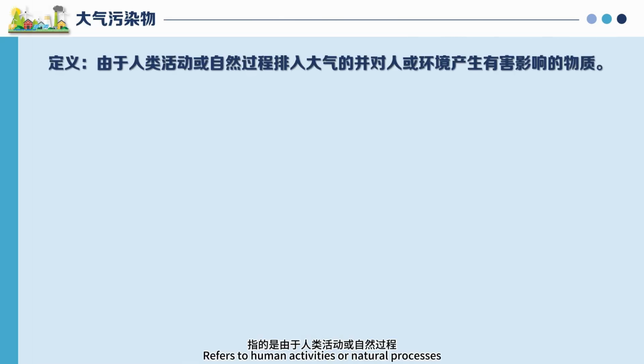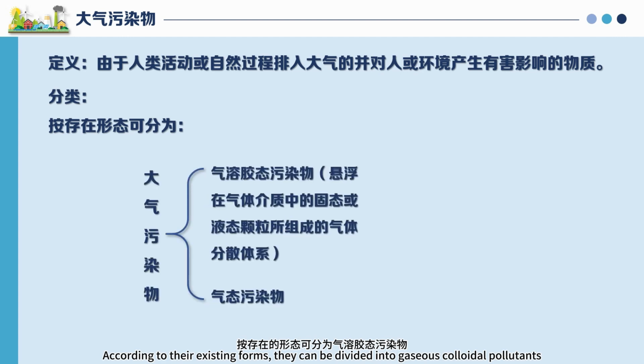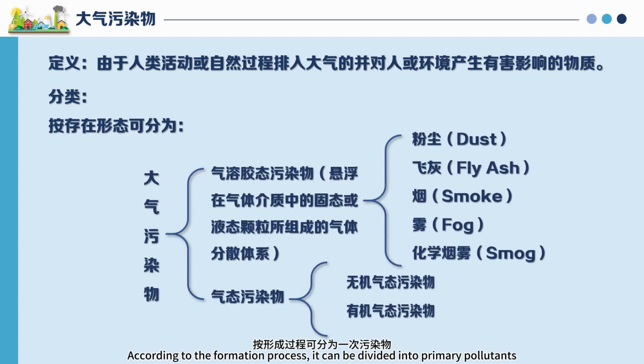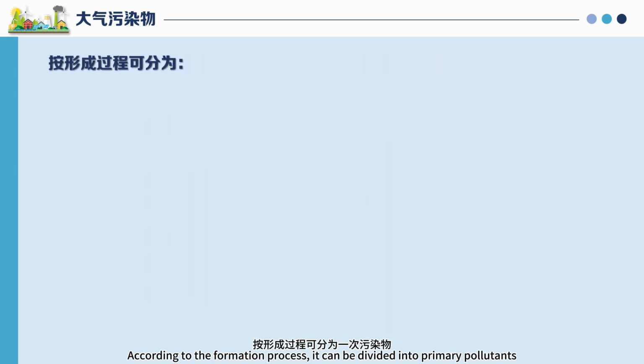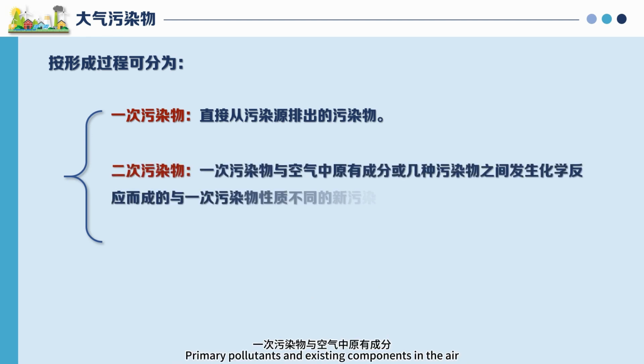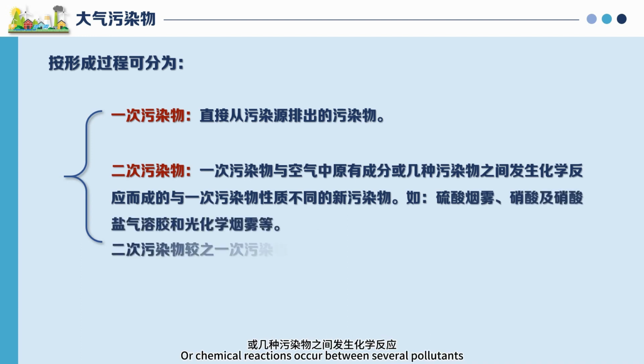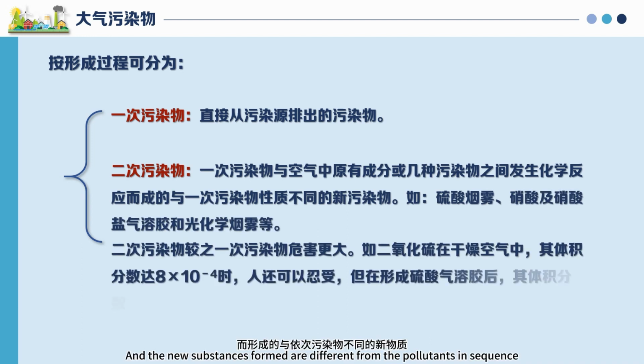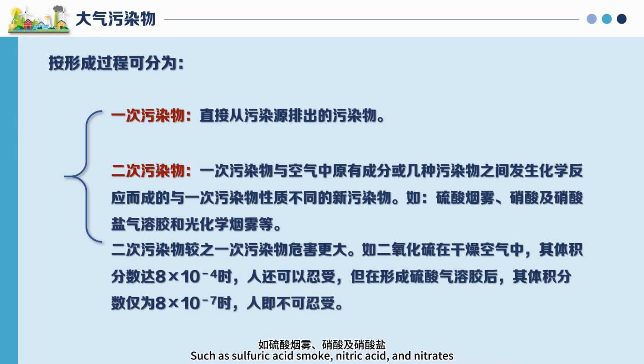Air pollutants refer to substances discharged into the atmosphere by human activities or natural processes that have harmful effects on people and the environment. According to their existing forms, they can be divided into gaseous and colloidal pollutants. According to the formation process, they can be divided into primary pollutants, which are discharged directly from pollution sources, and secondary pollutants, where primary pollutants and existing components in the air, or several pollutants, undergo chemical reactions, and the new substances formed are different from the original pollutants, such as sulfuric acid mist, nitric acid mist, sulfates, nitrates, aerosols, photochemical smog, etc.